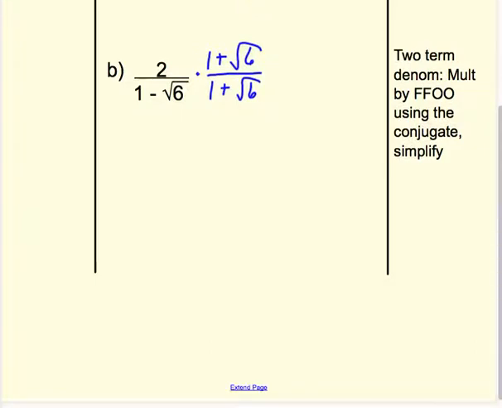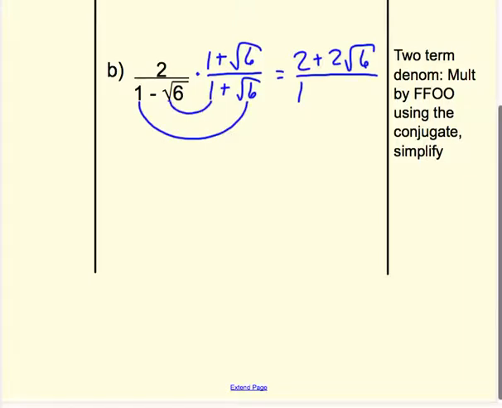All right, in the numerator we need to distribute, so we have 2 plus 2 times the square root of 6. And we also need to distribute in the denominator. So we have 1 times 1, and then we have 1 times the positive square root of 6, and 1 times the negative square root of 6, which will cancel each other out.